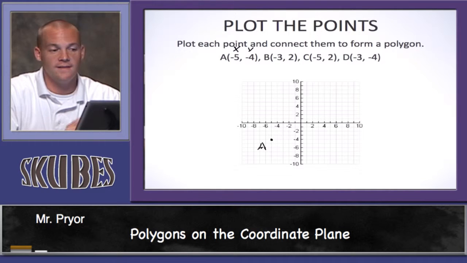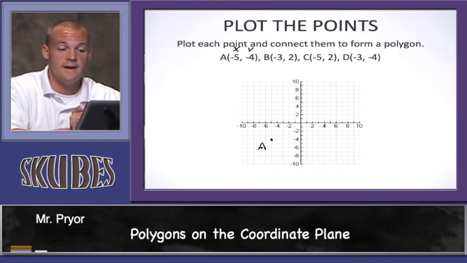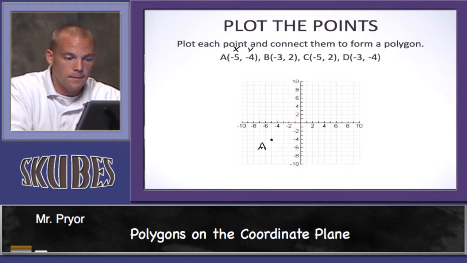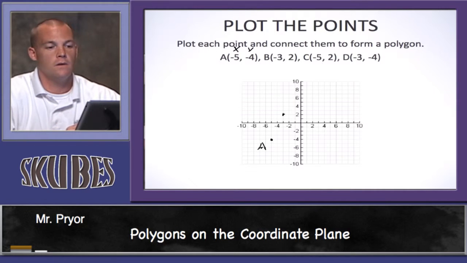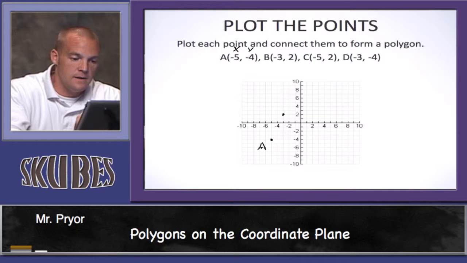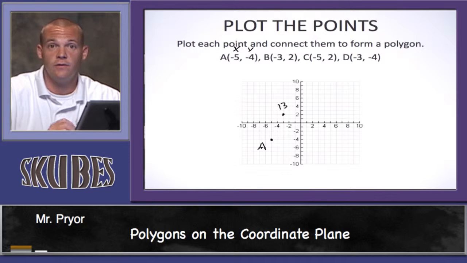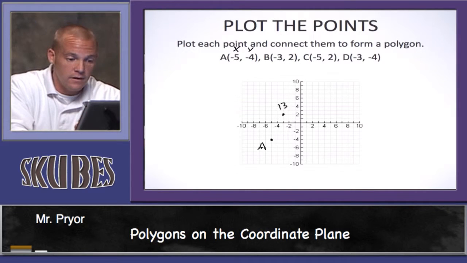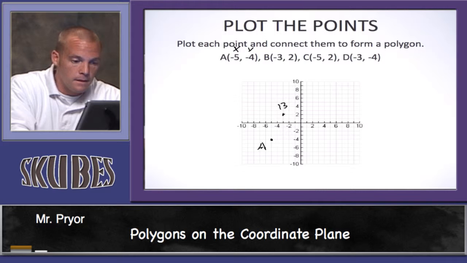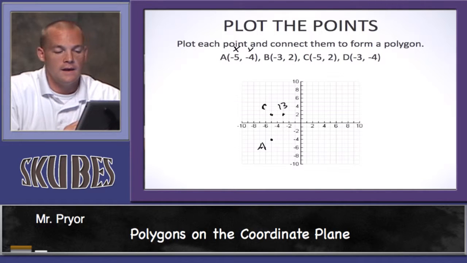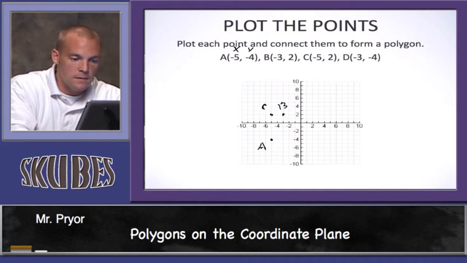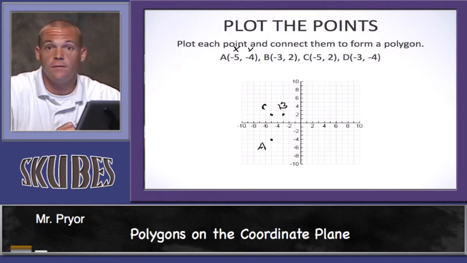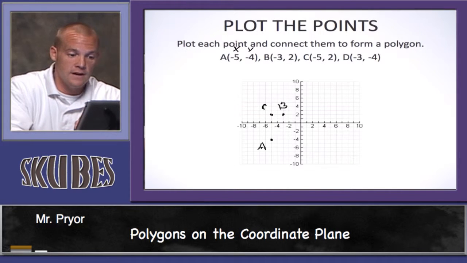And for the next point, same thing. First coordinate's x, second coordinate y, -3, 2. So left 3, up 2. And we'll plot that point. Okay, then we'll label that B. And C is going to be -5, 2. So that means go left 5, and up 2. That's going to be C. And finally, let me close in that B a little bit. There we go. The last point, -3, -4 means to go left 3 and down 4.